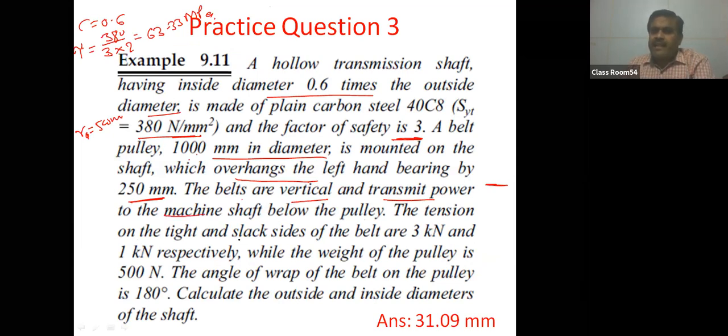The tensions on the tight and slack side of the belt are 3 kilonewton and 1 kilonewton. Tensions are also given directly, so there is no need to use T1 by T2 equals e to the power mu theta now. The weight of the pulley is also given, 500 Newton. So 3 kilonewton, 1 kilonewton, 500 Newton. These are the three forces.